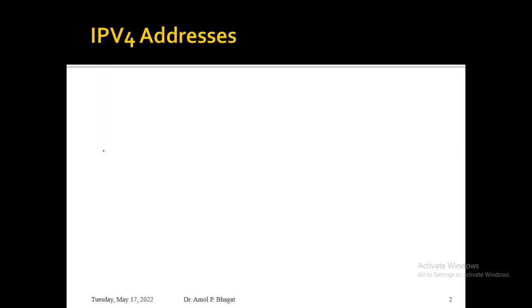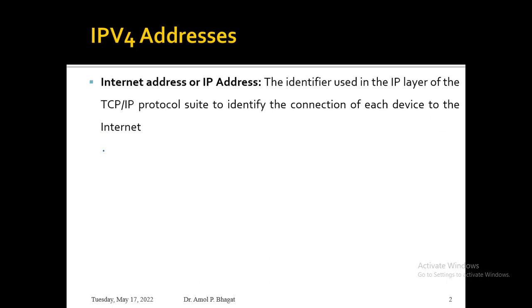Right. So let's discuss initially what is an IP version 4 address. Whenever you are talking about IP addresses, those are also referred to as internet addresses. These are not the actual addresses given to the devices, but these IP addresses or internet addresses are the identifier used in the IP layer of the TCP/IP protocol to identify the connection of each device to the internet. So these are nothing but the addresses given to the internet connections established by those devices, right?